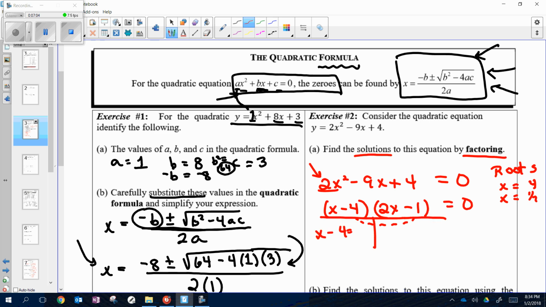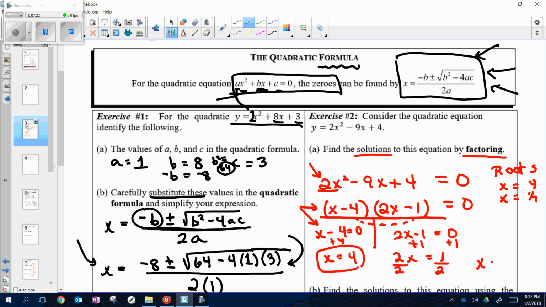X minus 4 equals 0. Add the 4. X equals 4. 2x minus 1 equals 0. Add 1. Remember, after you factor, you set your factors equal to 0 to solve for x. So I got 2x equals 1. Divide by 2. X equals 1/2. Yep, those were the roots I saw on the graph.